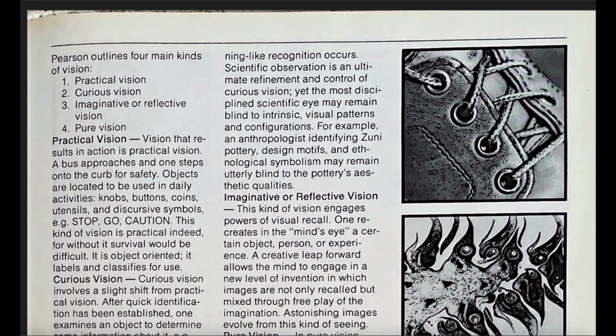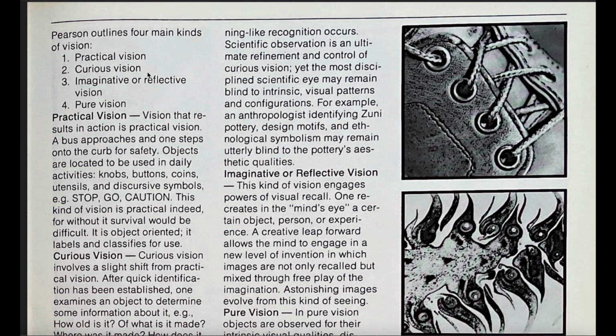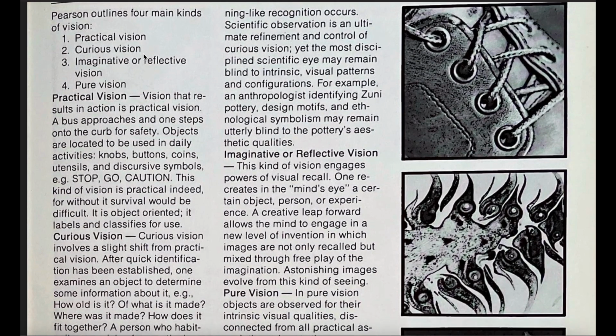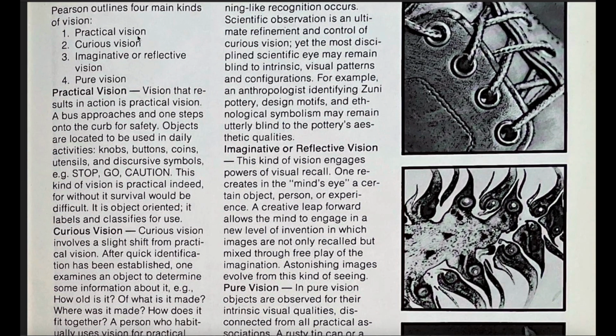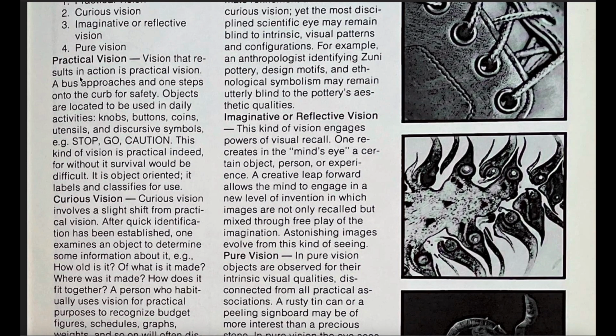Okay, so according to Pearson, he outlines four main kinds of vision. There is practical vision, there is curious vision, there's imaginative or reflective vision, and there's pure vision. Practical vision is vision that results in action. It's very practical. It's object oriented. It's used for survival. It's what we were first talking about.